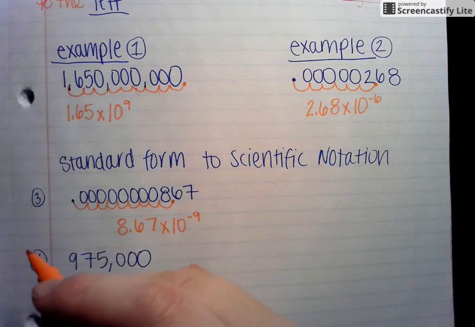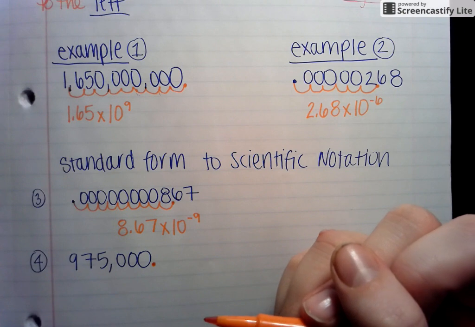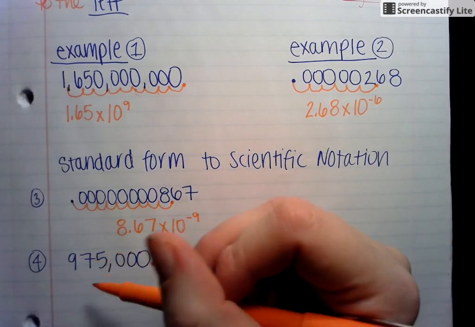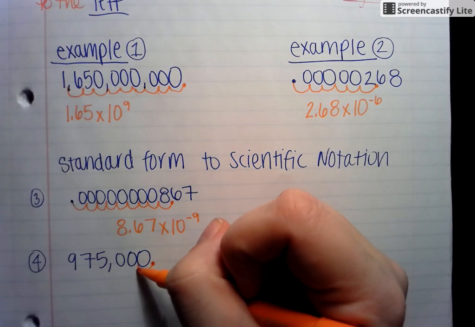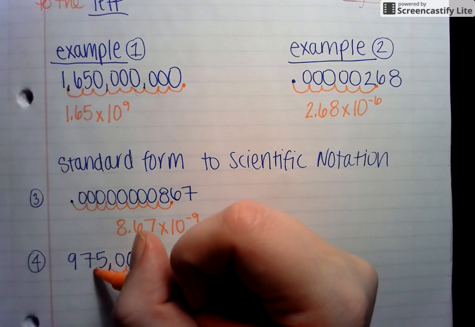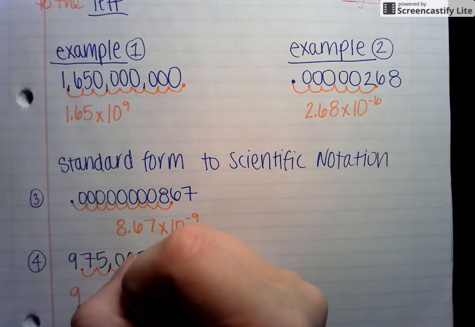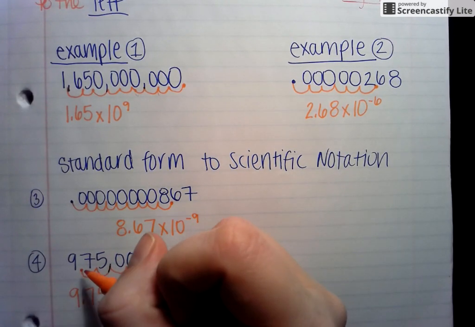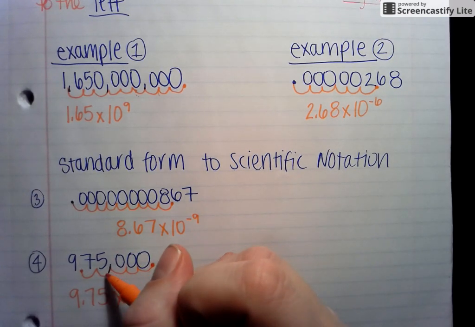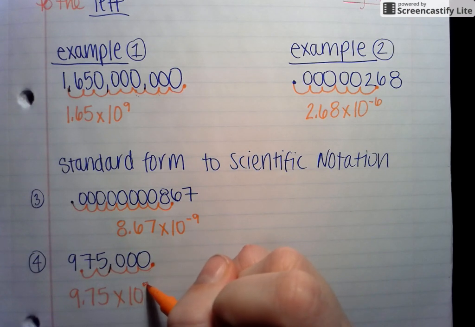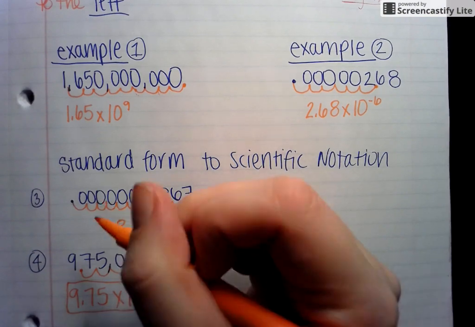Now with this one, my decimal point would be at the back end of the number. We can already tell it's a bigger number, so it's going to have a positive exponent, and we're going to move it to the left: 1, 2, 3, 4, 5. That would make it 9.75. So we have 9.75 times 10 to the 5th, and that would be my final answer.